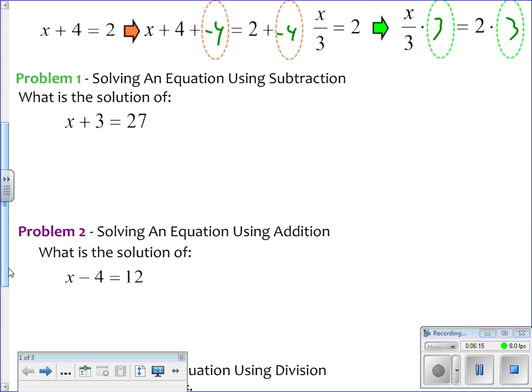Show your work. Okay. This is x plus 3. Remember, I want to get the x by itself. Our variables like to be by themselves. They like to be loners. Okay. Yes, ma'am.